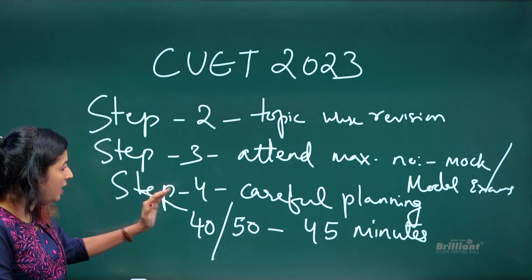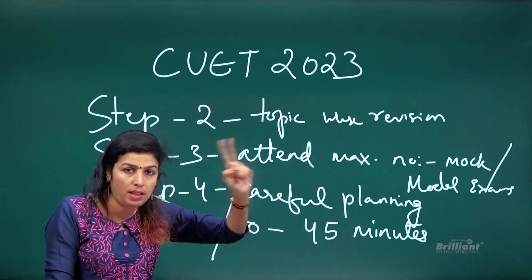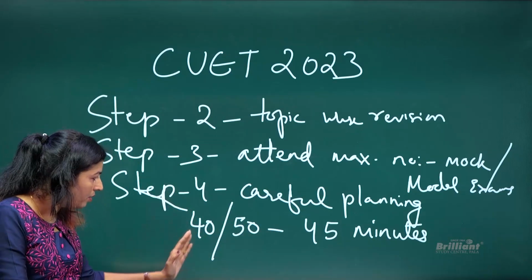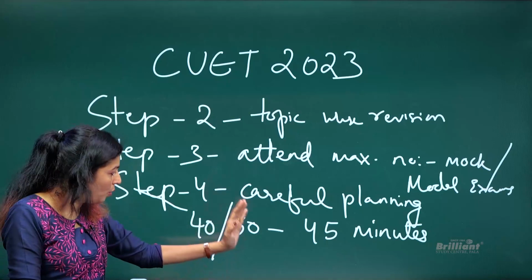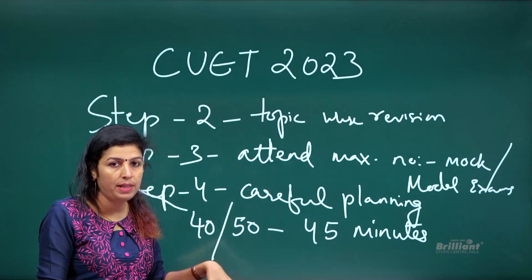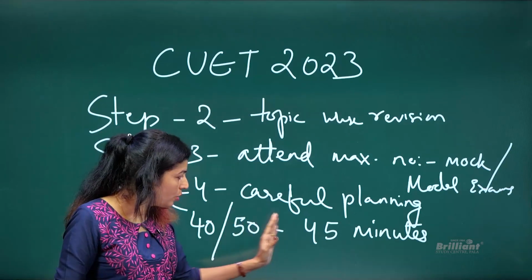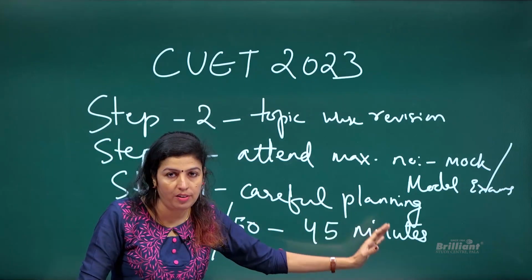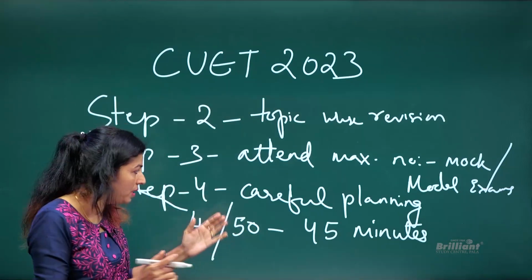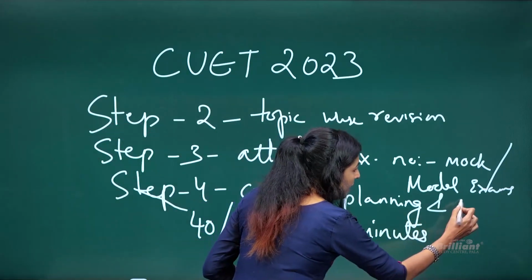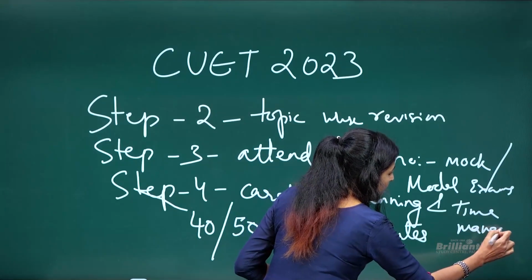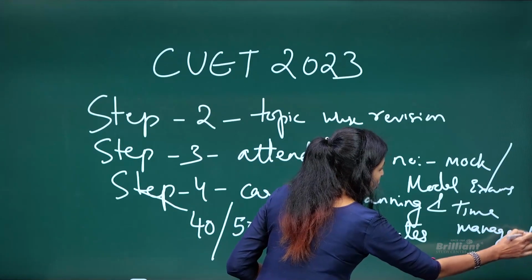So that's what you call smart thinking and careful planning. So remember this, you have 50 questions printed, out of which you need to attend 40, and the total time which you will get to attend those 40 questions will be 45 minutes. So you need careful planning and time management. That is your next step. You need to manage time.